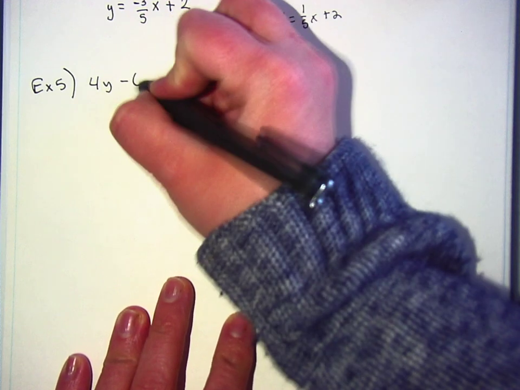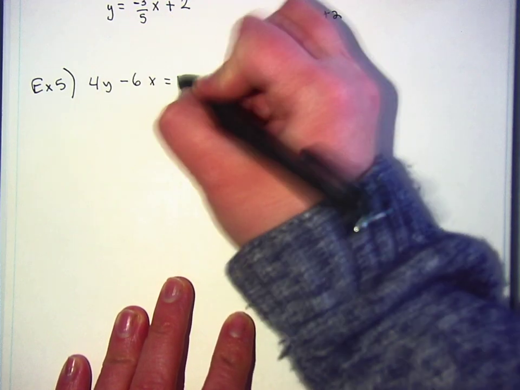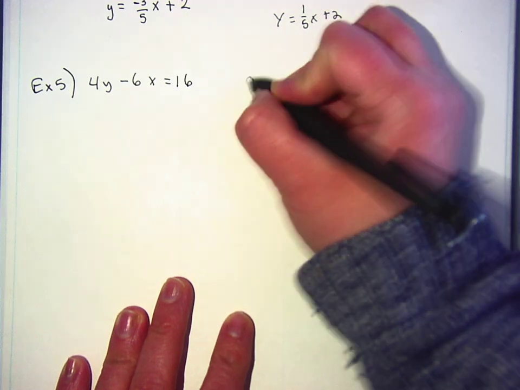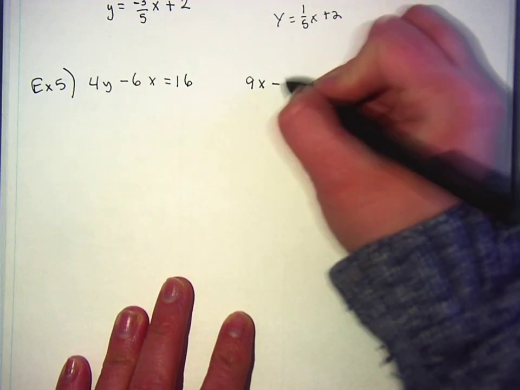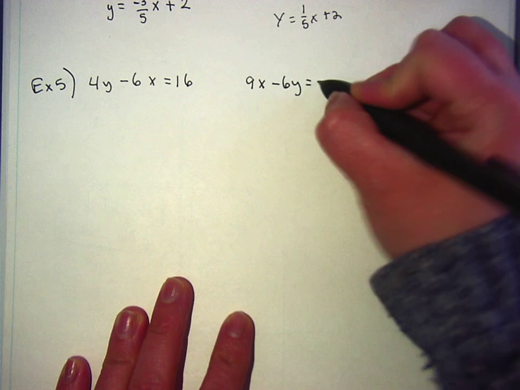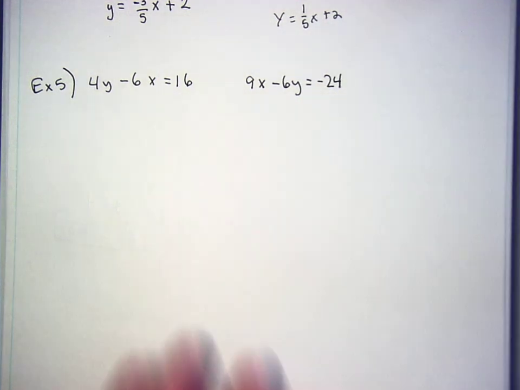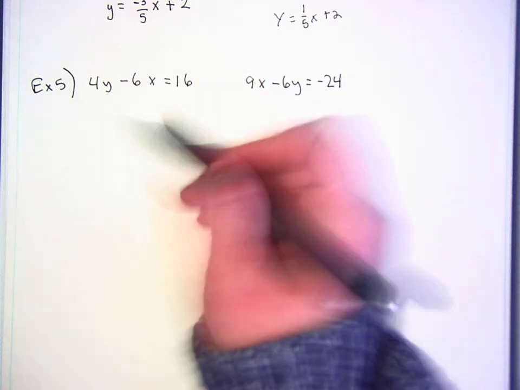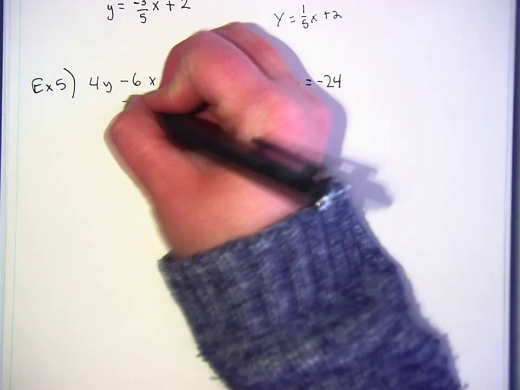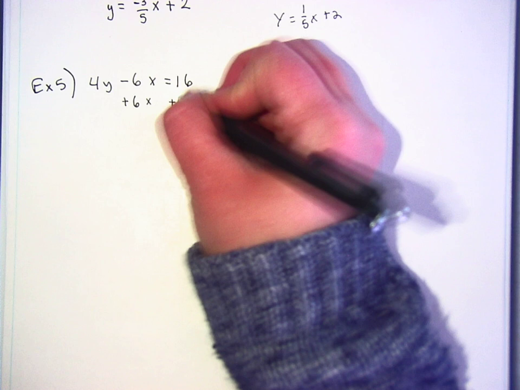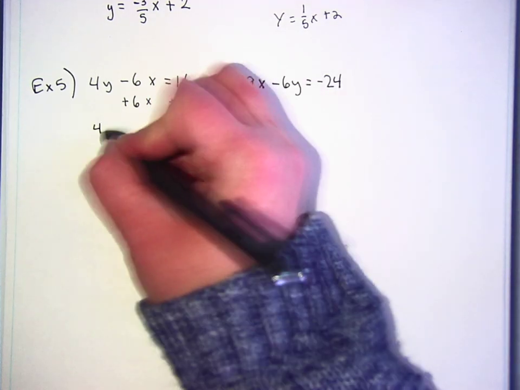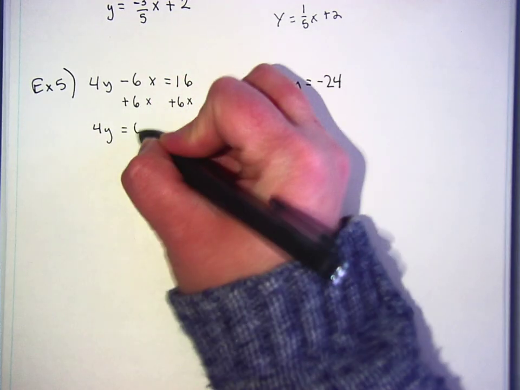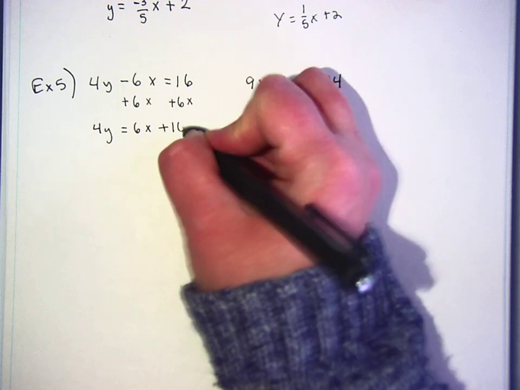4y minus 6x equals 16, and then next to it on the right, 9x minus 6y equals negative 24. Now, these two lines, just looking at them, don't look like the same thing, but we have to solve for y. I'm doing it with you. What should we do on the left side? Add 6x on both sides. Now I'm left with 4y is equal to 6x plus 16.